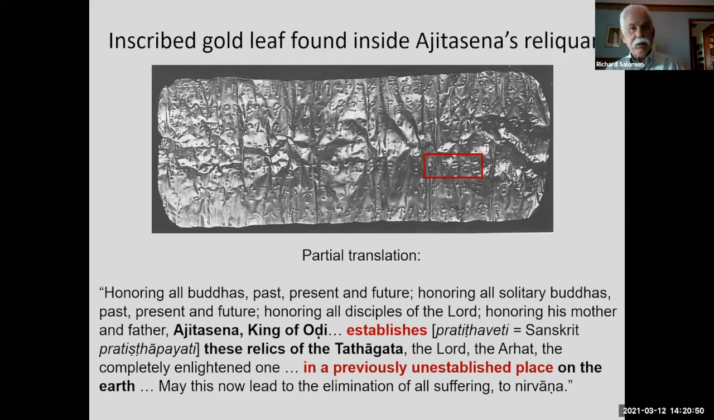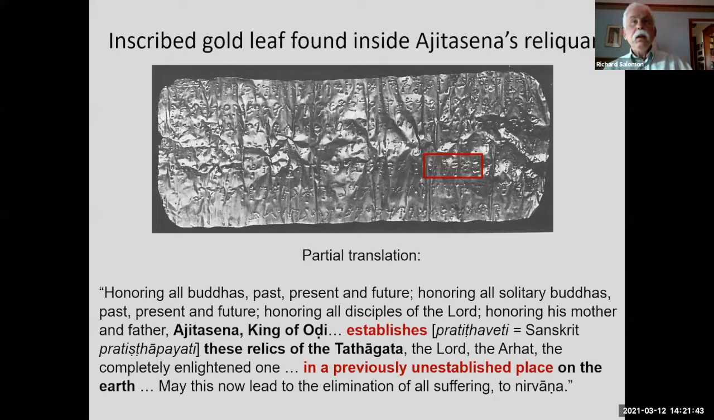And then there's usually some extra material, paying homage to the Buddhas, the solitary Buddhas, that is the Pratyeka Buddhas, and of the past, present, and future, the disciples, and mother and father, often, in fact, almost always mentioned. And then a general blessing, which is not explicitly targeted, but we know from the other examples that what he means is may lead to nirvana. It doesn't mean just me, the donor. It means nirvana of everybody in the world, all living beings, not just humans, but all living creatures. So these are the key elements of the relics, reliquary inscriptions, and we'll talk about them later on in some detail.